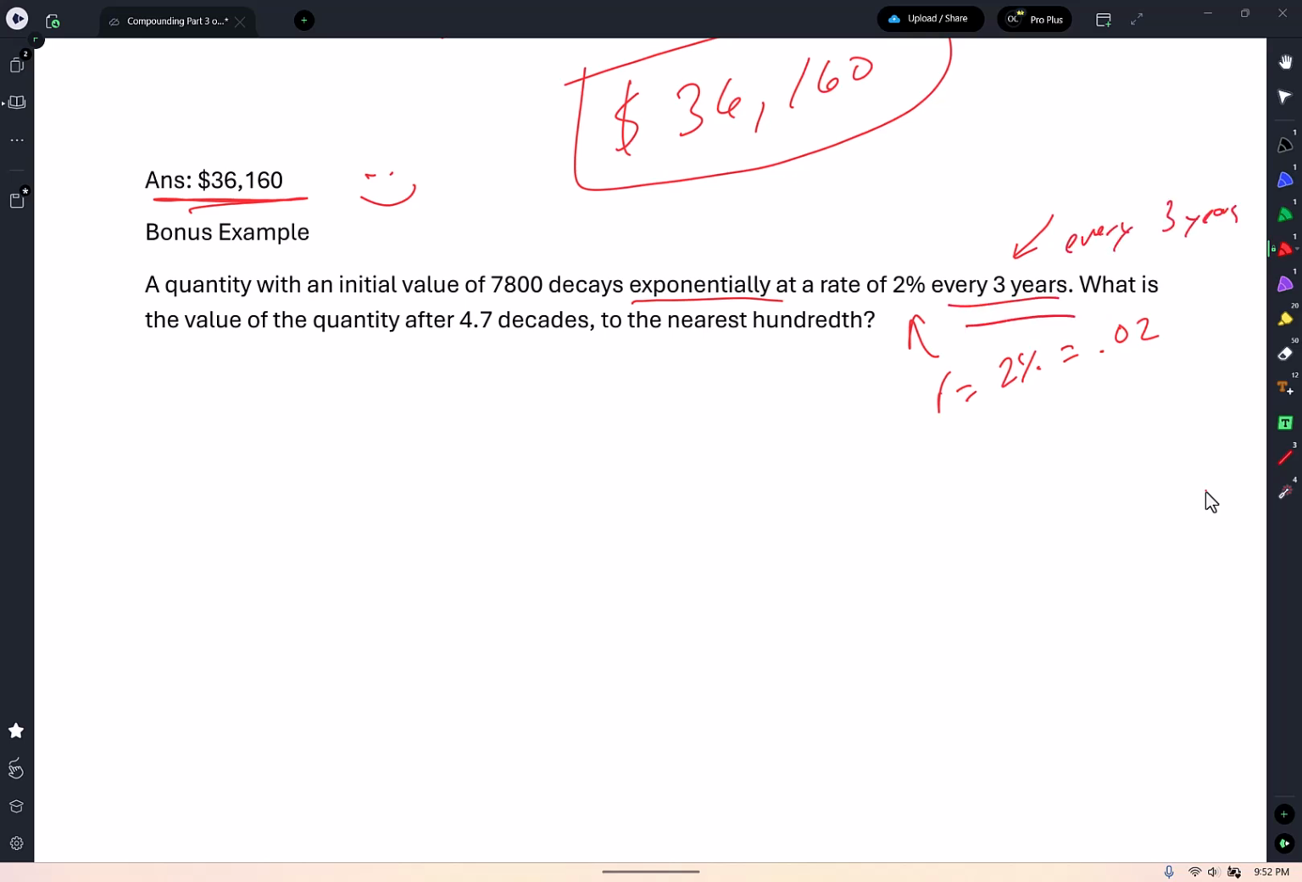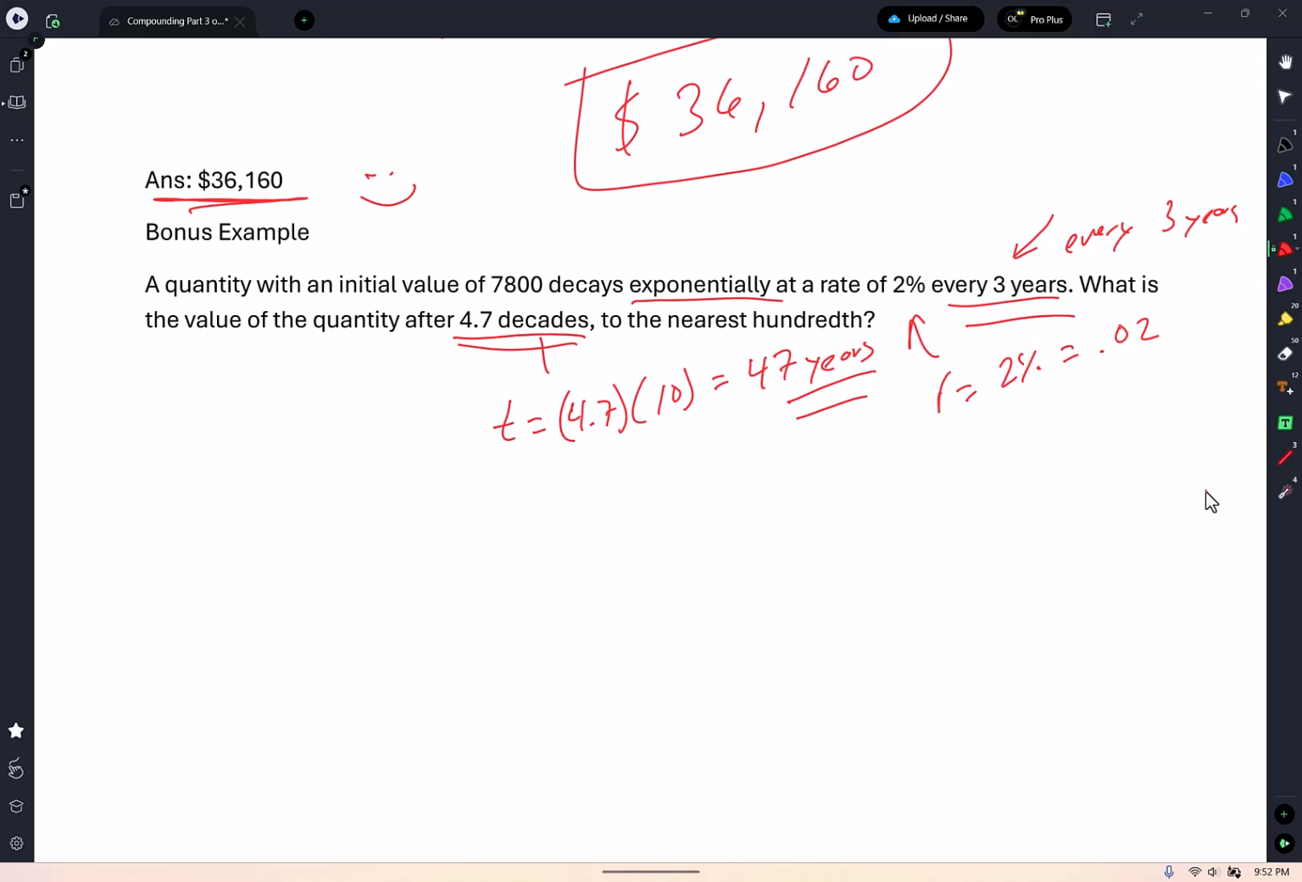I need to write it down. I know it says it right there, but I need to write it down. What is the value of the quantity after 4.7 decades? Well, why do they say 4.7? Why can't they just say 47 years, right? T equals 4.7, and there's 10 years in a decade, so 47 years. They're just being funny, guys.